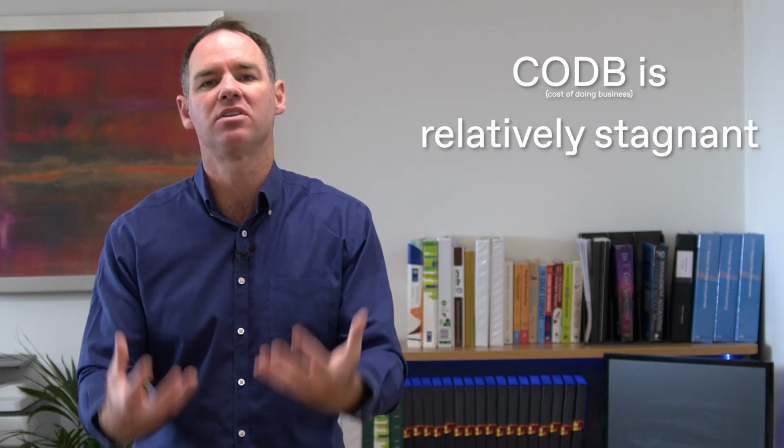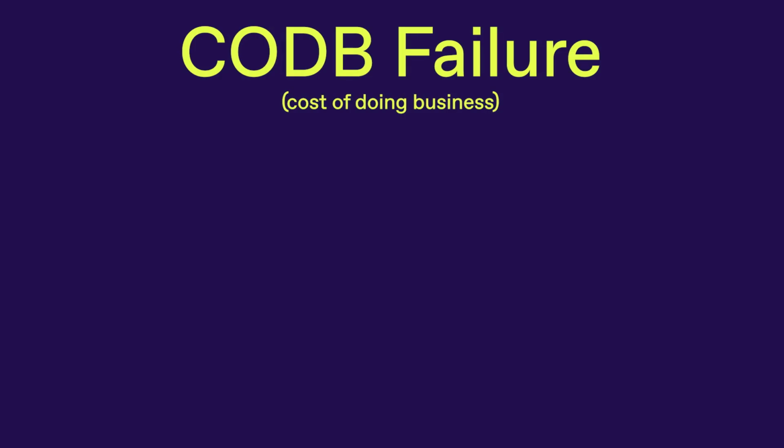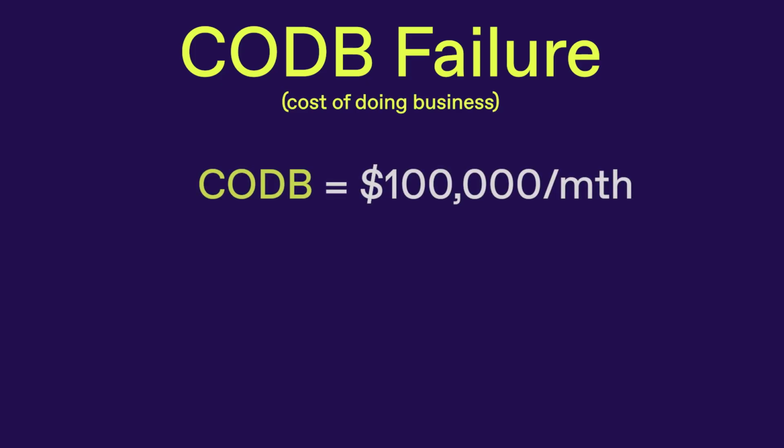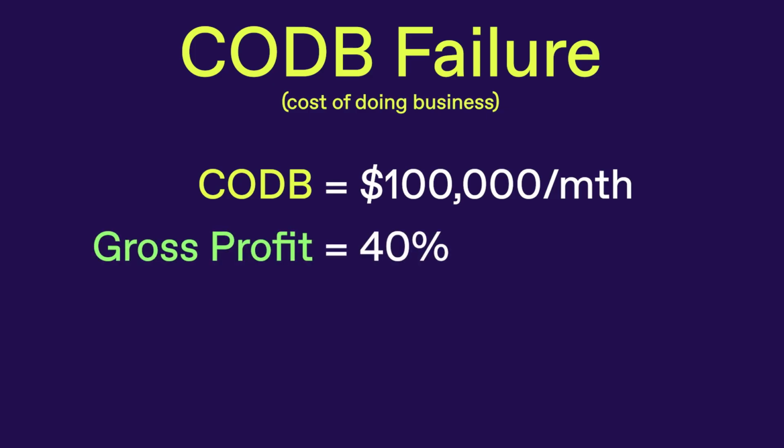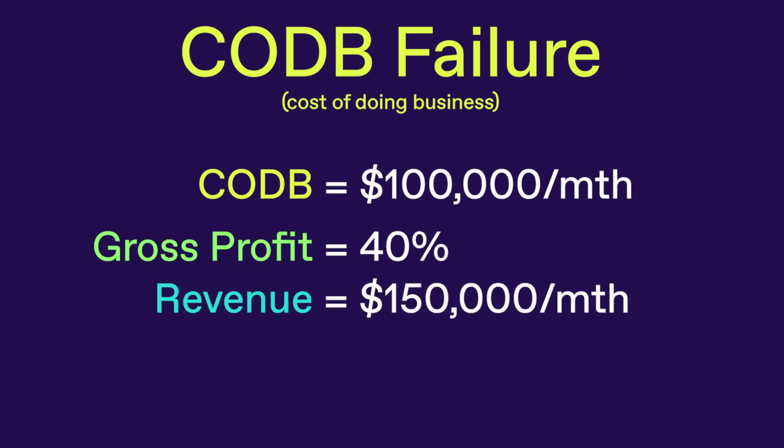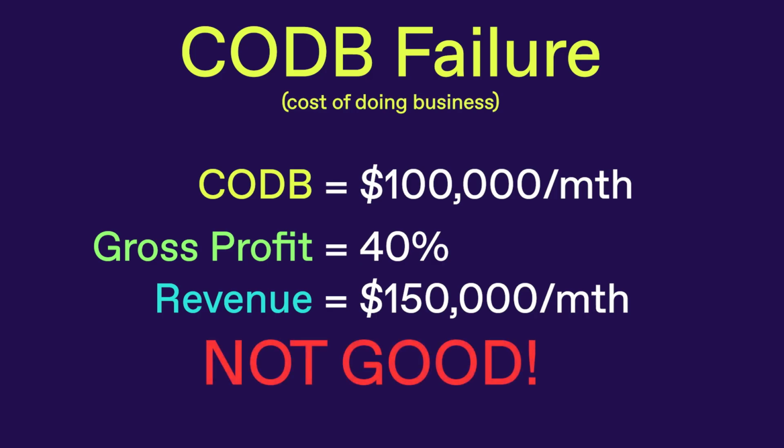Now, yes, as your business grows, your cost of doing business increases because you might go from a home office to a small office to multiple offices. They're all still costs of doing business. So let's look at an example. Let's say your cost of doing business each month is $100,000 and you have a business that does 40% gross profit on its products or service that it's delivering, but you're doing $150,000 worth of revenue. The maths of that don't work out.